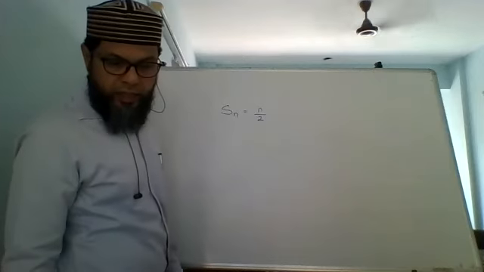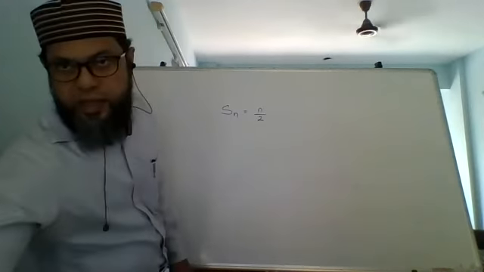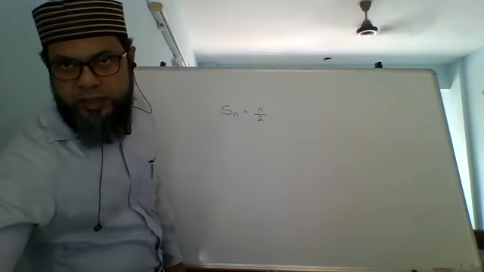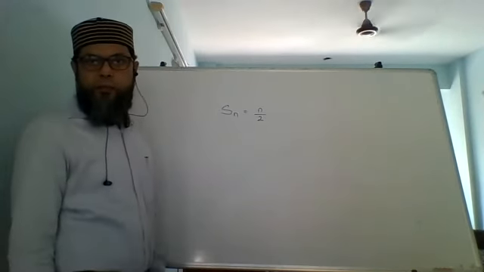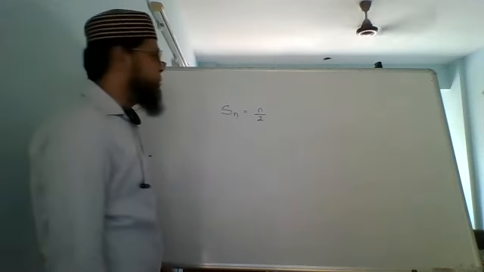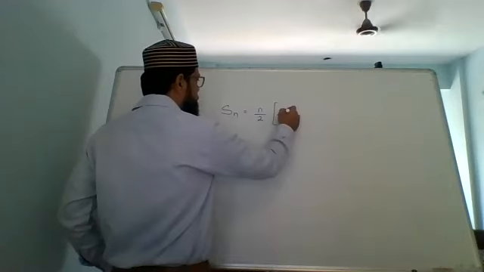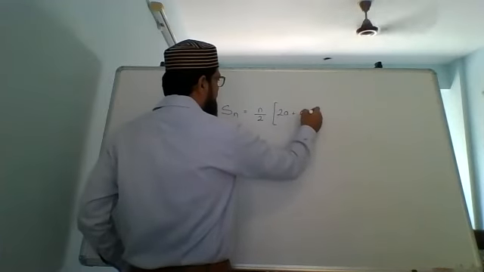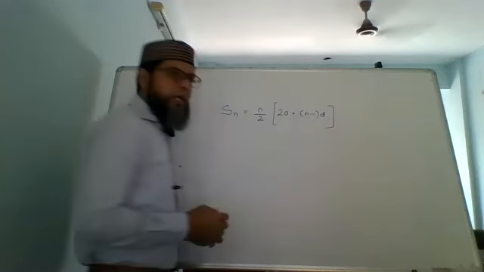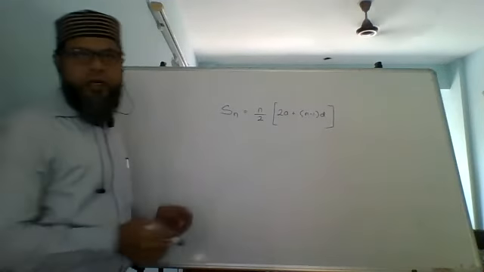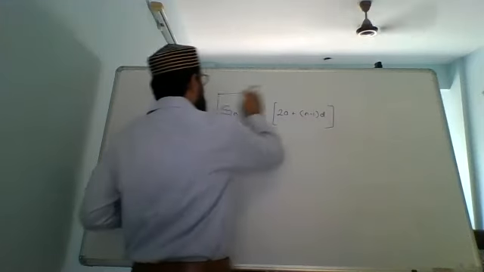Sn, that is sum of n numbers. Sn is sum of n numbers into bracket 2a plus n minus 1 d. This is the formula. Of course, we can derive this formula.